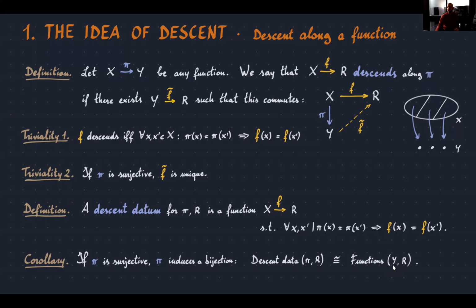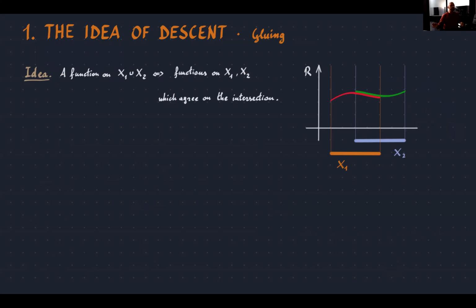Now, some of you, especially those of you doing stuff like sheaves or stacks, use descent to do gluing. So you want to say stuff like a function on this union is a pair of functions on x1 and x2 such that they agree on the intersection, like here. Where does that fit into what we just said?